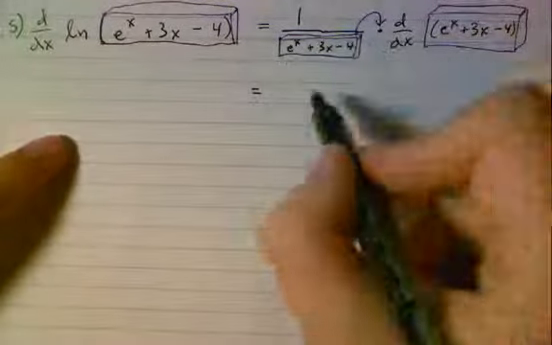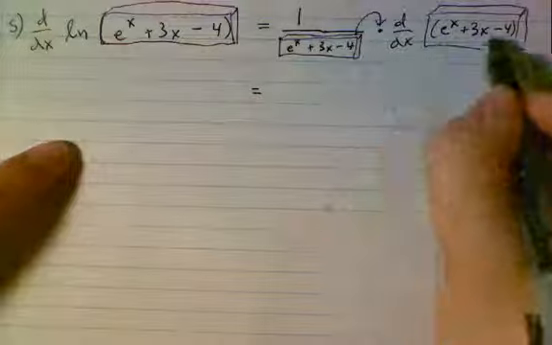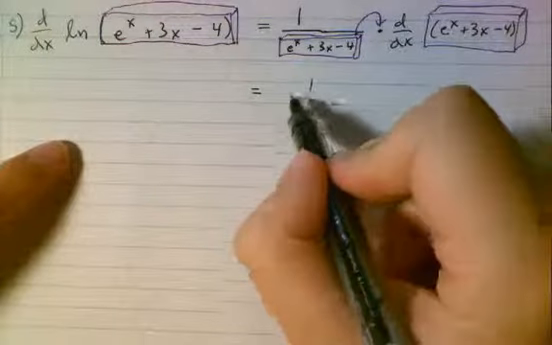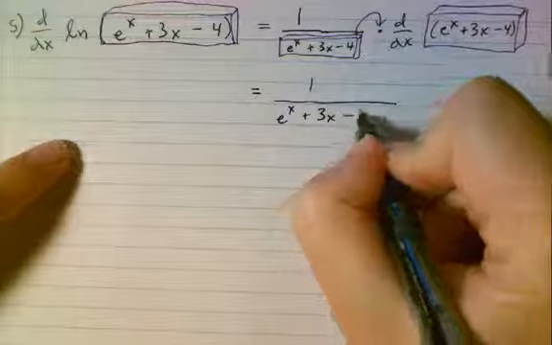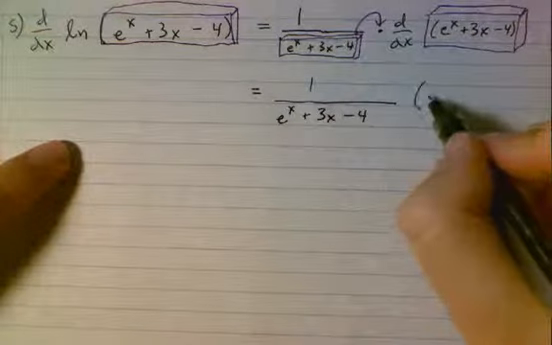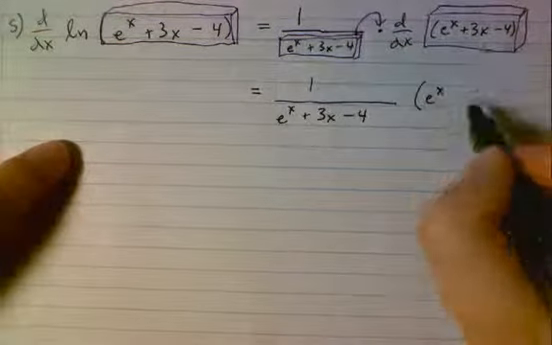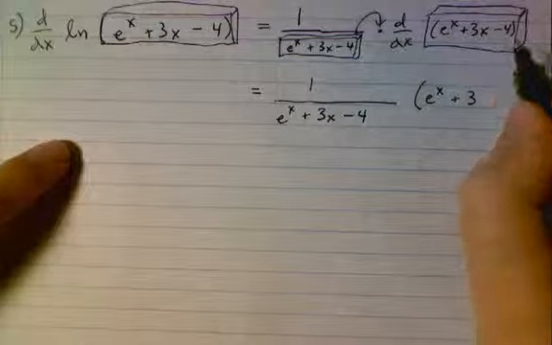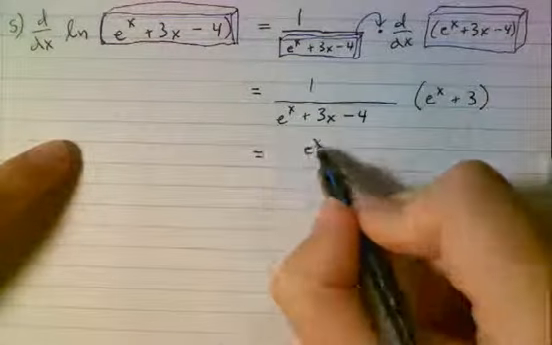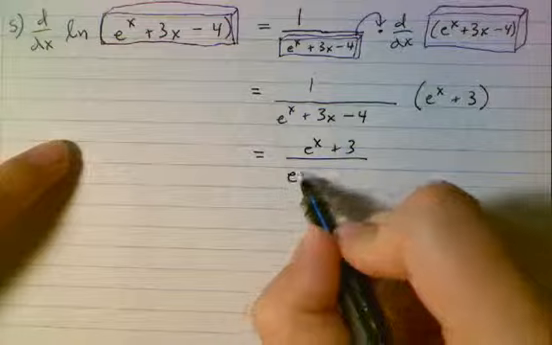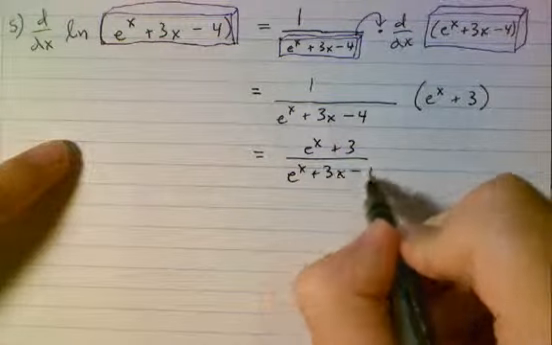So right here, we're going to take the derivative of this. This is still sticking around as 1 over e to the x plus 3x minus 4. The derivative of e to the x is just e to the x. Derivative of 3x is plus 3. Derivative of negative 4 is 0. So we get e to the x plus 3 over e to the x plus 3x minus 4.